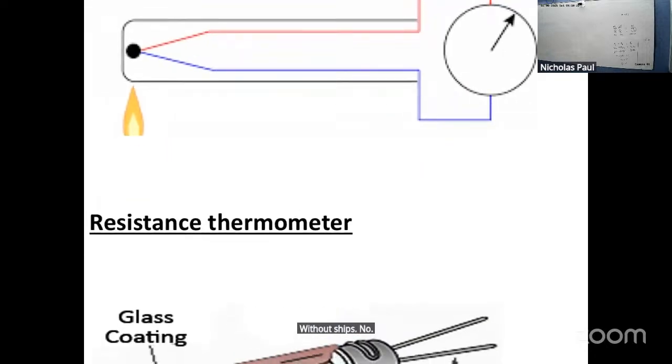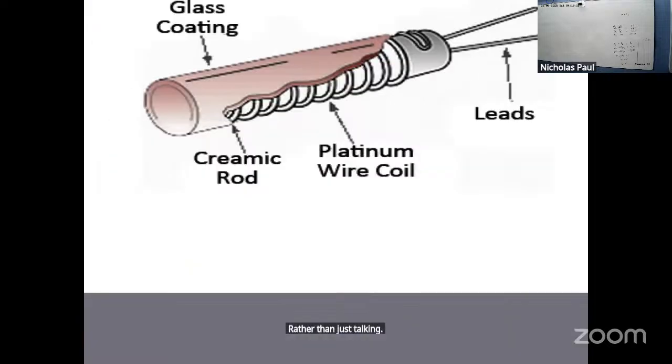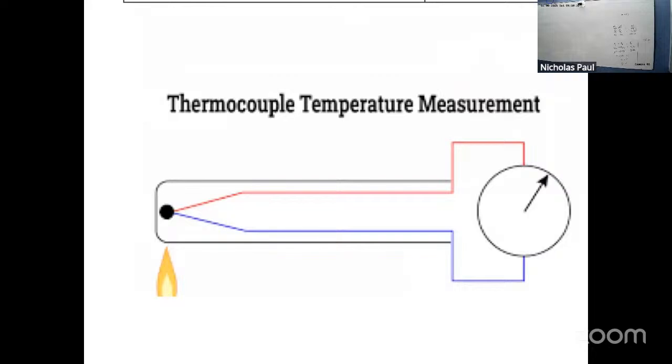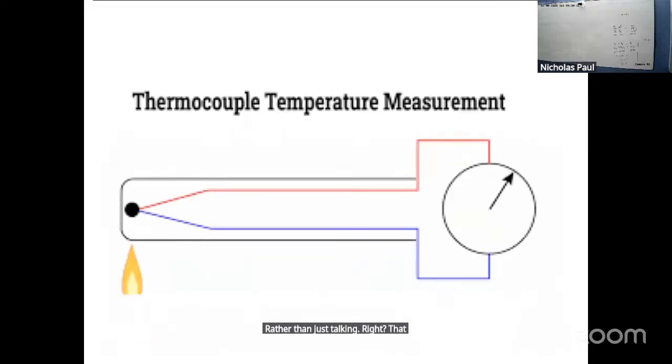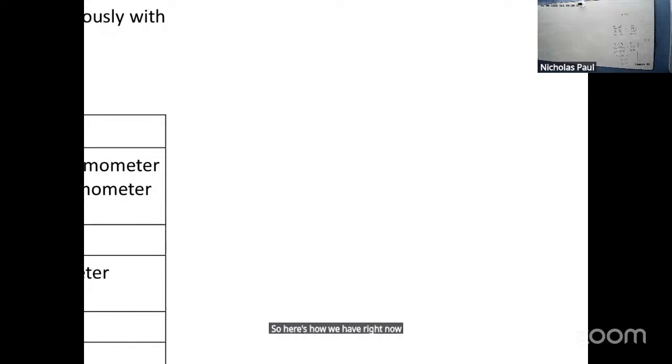Sometimes some of them can reach almost minus 200 degrees Celsius. Right? The thermocouple. So here's what we have. Normally I would show you in a simulation, but I should be able to figure this out.